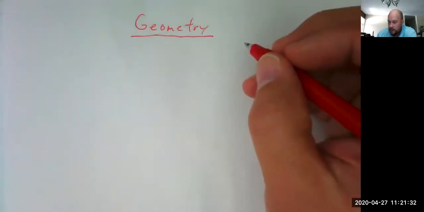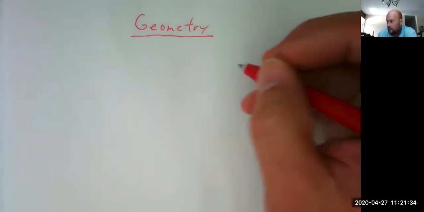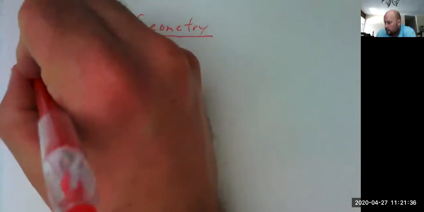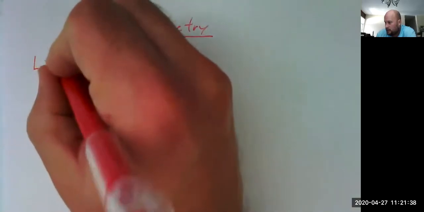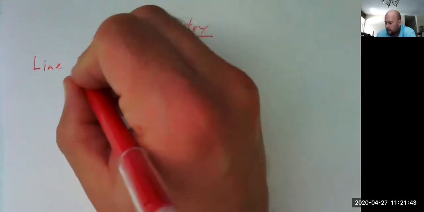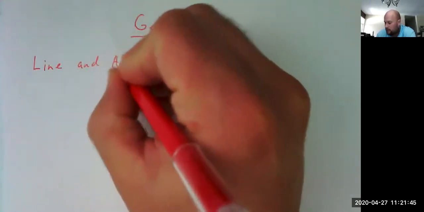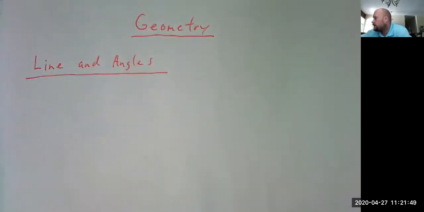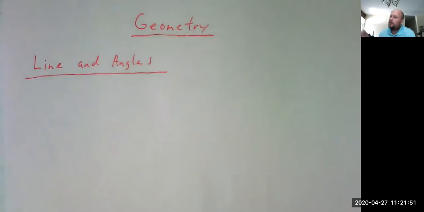The first part that we need to talk about is lines and angles. So we're going to look at lines and angles, and there's a few things that we need to know before we talk about specific types of lines and angles. Lines and angles will be this first main topic. Now, there are some formulas that we should be familiar with.